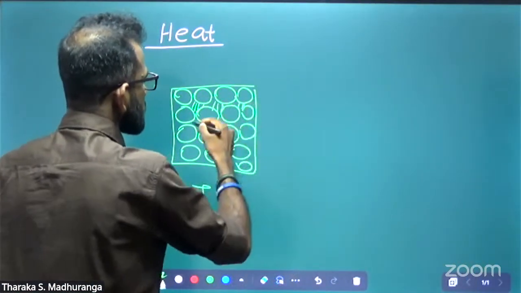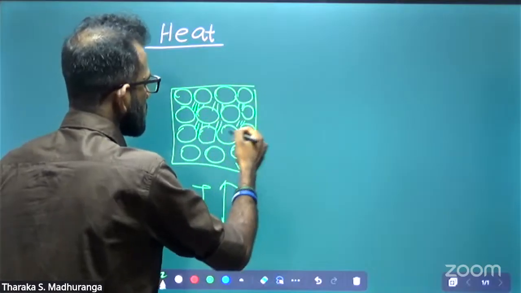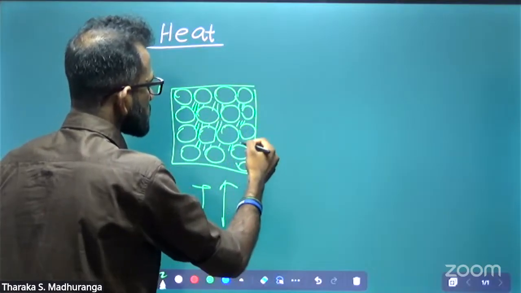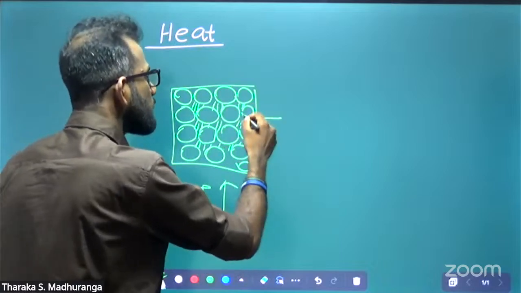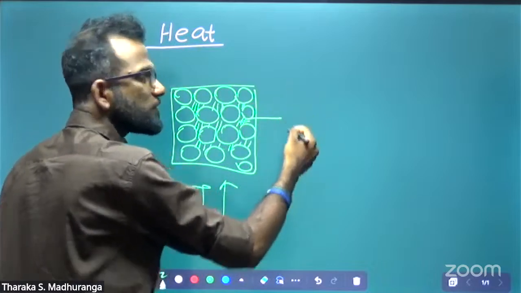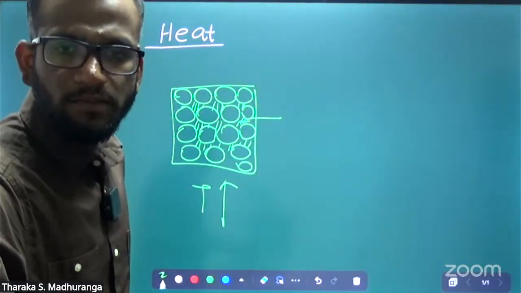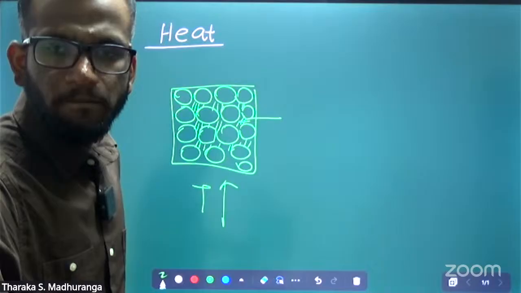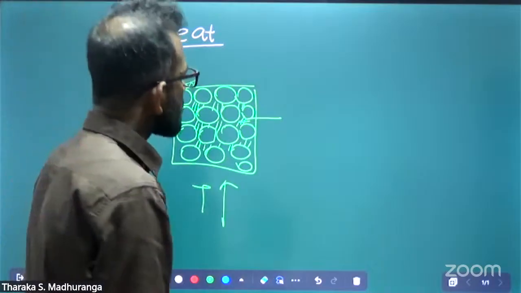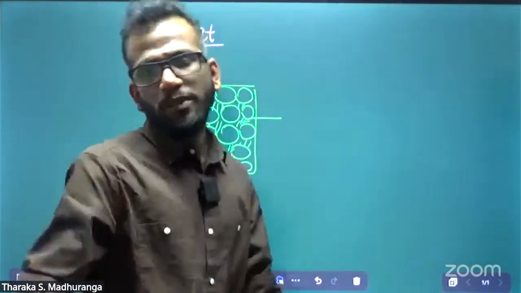The space around each molecule is increasing. The intermolecular space is increasing. When the intermolecular space increases, the volume automatically increases.